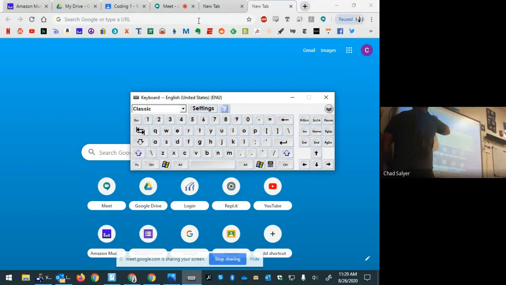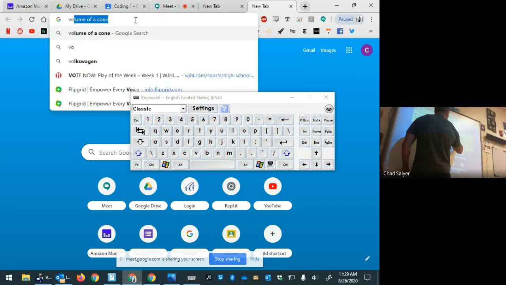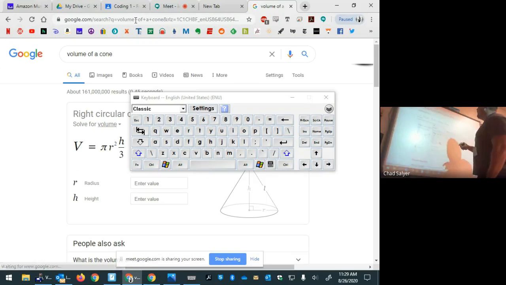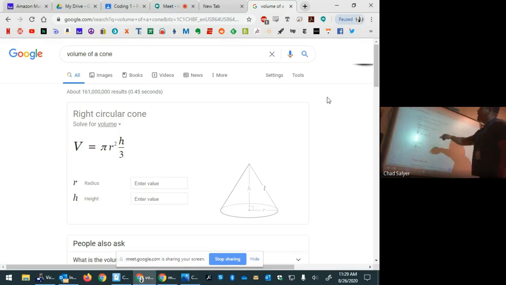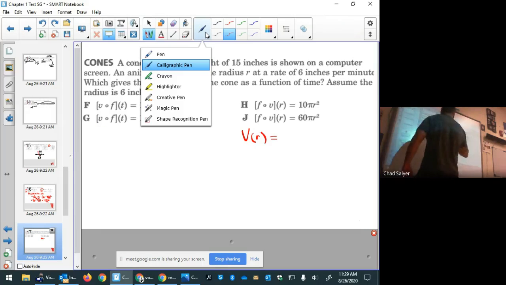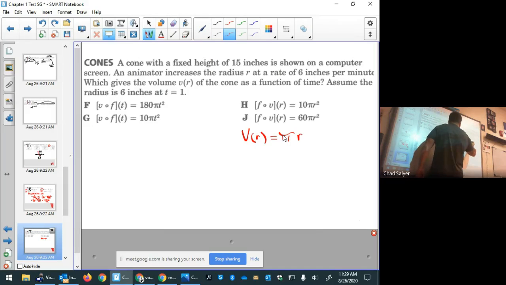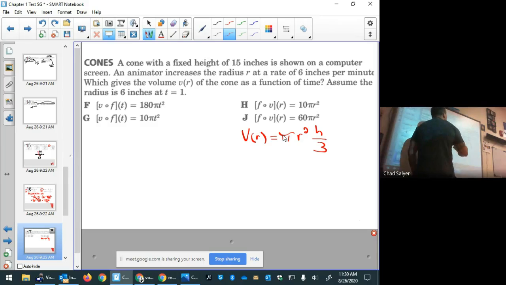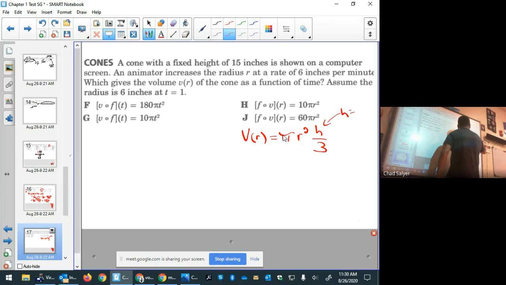Because it's not on the test, I want to show you guys the best method for finding any exotic formula you're looking for. So here I see it is pi r squared times h over 3. And so if we read this problem, they imagine a fixed height of 15. So we know h equals 15.